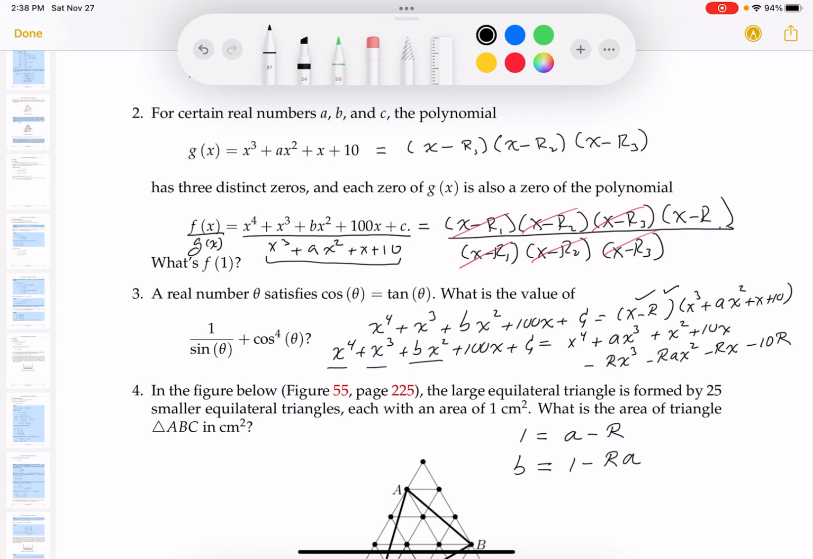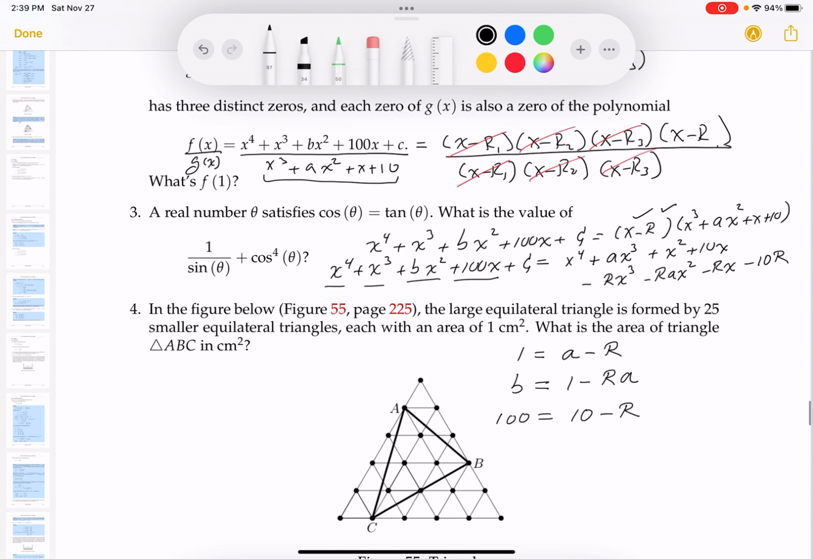All right, let's do the term with the x, right? So it's going to be 100 equals 10 minus R. Right, 10 minus R. Last but not least, we have the constant term, which is C, must equal minus 10R. Well, this one, I think I know what this one's going to be, right? So if you look at that, the R would have to be minus 90. And if the R is minus 90, I think I can figure out the C. What's the C going to be? Well, it's going to be 900.